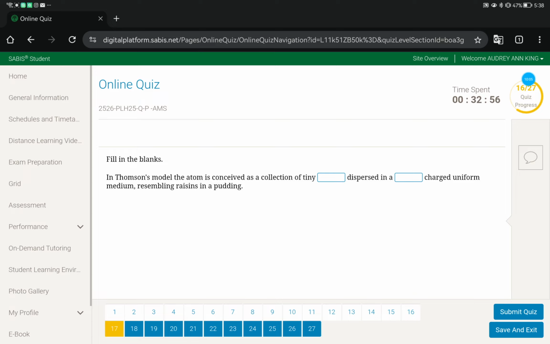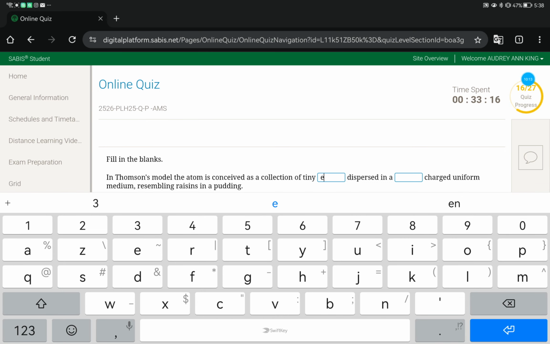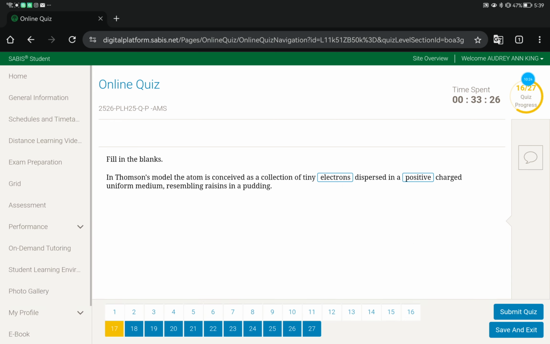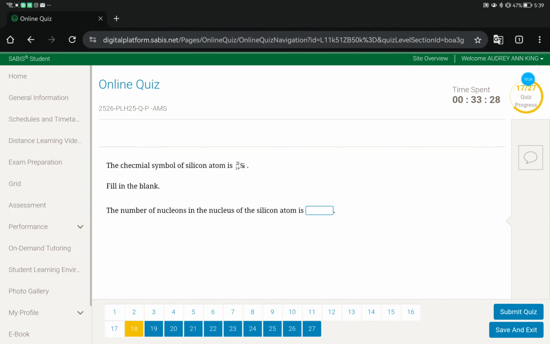In Thomson's model, the atom is conceived as a collection of tiny blank in a blank charged uniform medium resembling raisins in a pudding. Okay, so tiny electrons in a positive charged uniform medium.